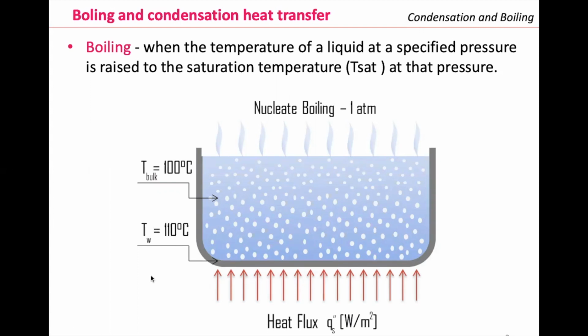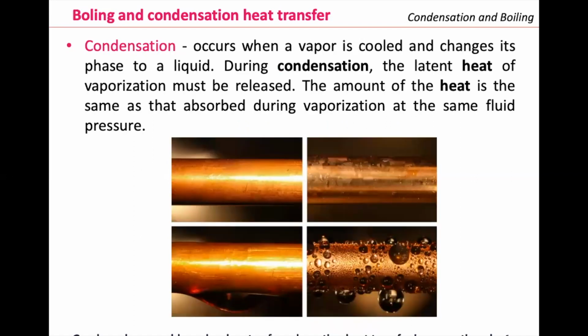And the first one is boiling. Boiling is when the temperature of a liquid at a specified pressure is raised to the saturation temperature, Tsat, at that pressure, right? Condensation. Condensation occurs when a vapor is cooled and changes its phase to a liquid. During condensation, the latent heat of vaporization must be released. The amount of heat is the same as that absorbed during vaporization at the same fluid pressure.